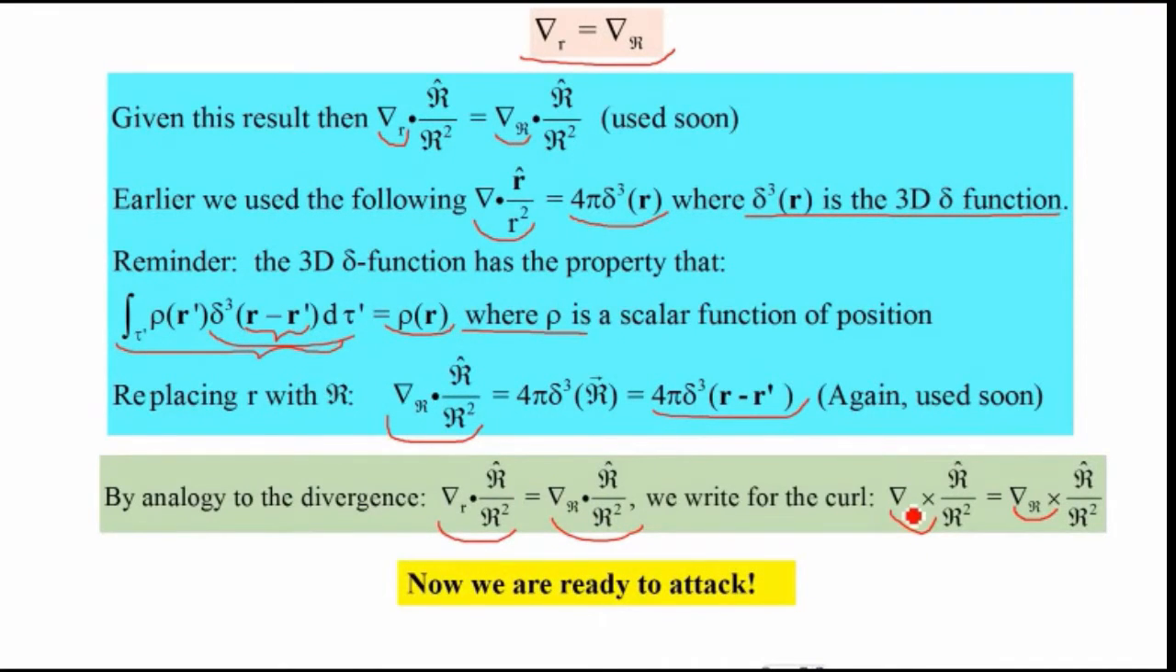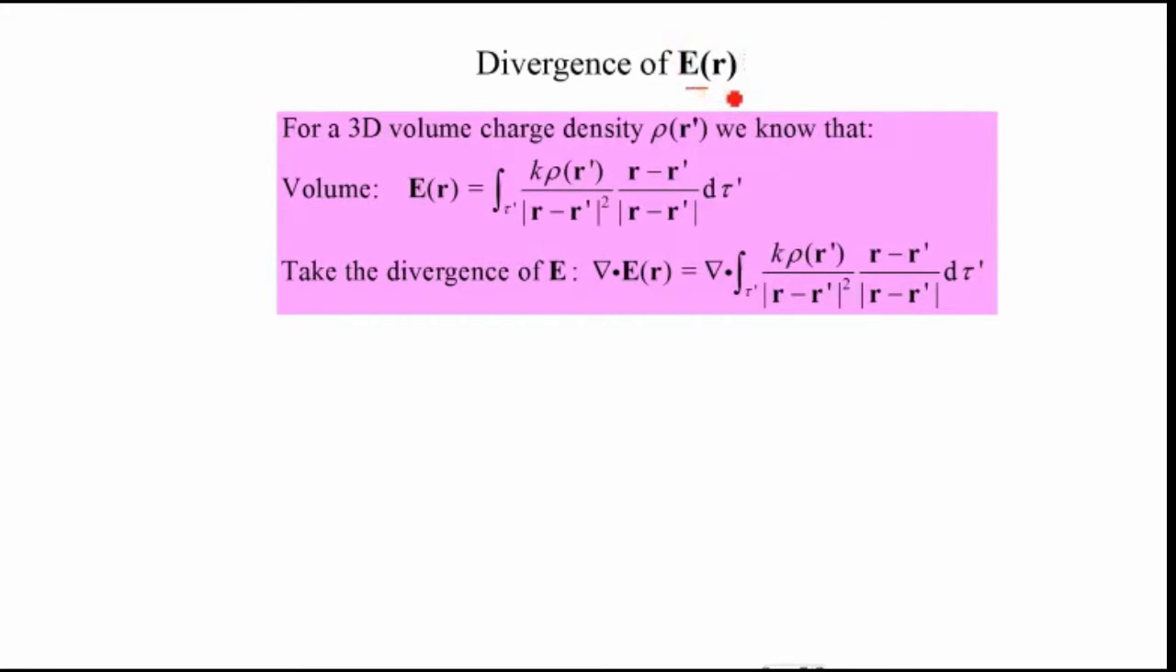So now we're ready to attack. We're after the divergence of E. We have for a three-dimensional volume charge density, so here's our scalar function, by the way, rho of r prime. Remember, this is in fact the E field in terms of this general integral. So we're integrating the three-dimensional charge density evaluated at r prime, the source points, and we have the r minus r prime divided by its magnitude, and then we have the r minus r prime, the magnitude squared. This right here is our funny r, and this is funny r squared, the magnitude funny r squared.